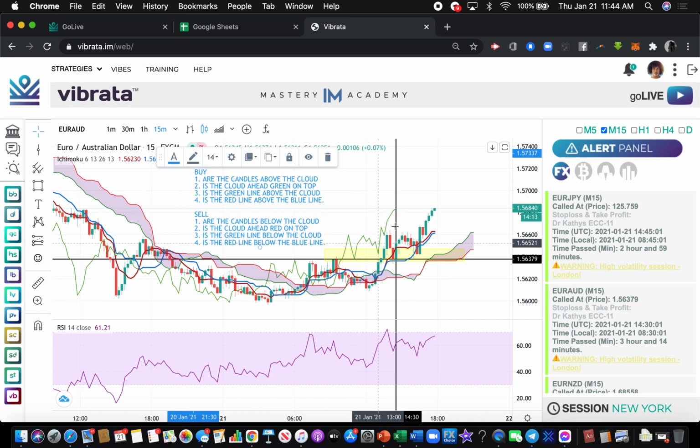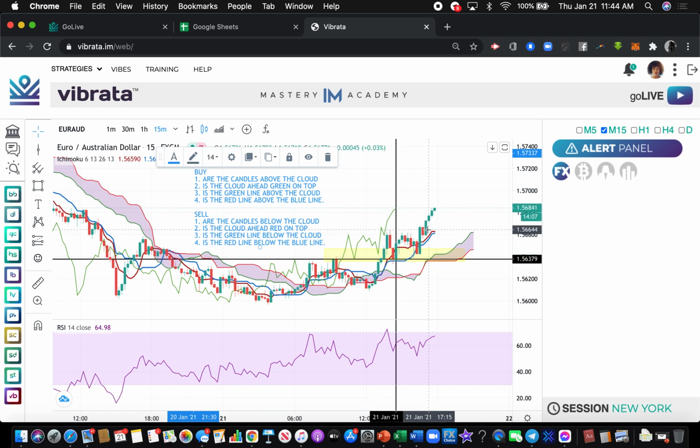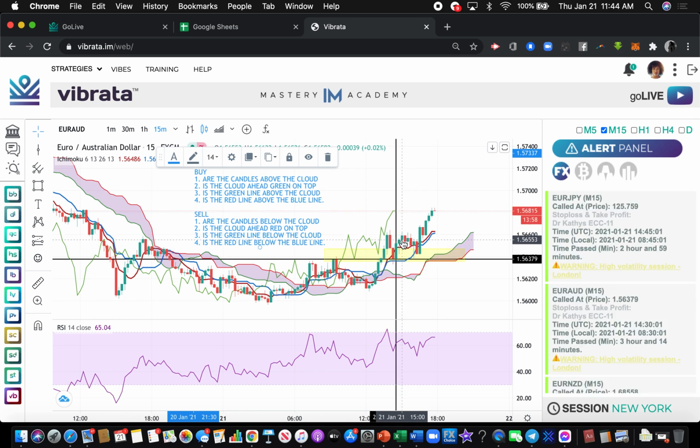This green line right here. Yes, it's above the cloud. Is the red line above the blue line? Yes, the red line is above the blue line. This is a great indicator to buy. So everything lines up in this instance. What I'm looking for is a breakout above the cloud.